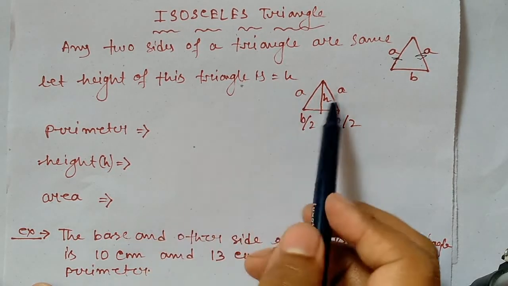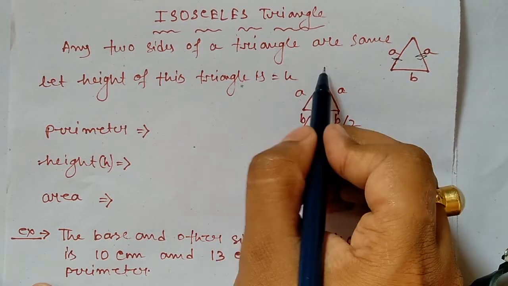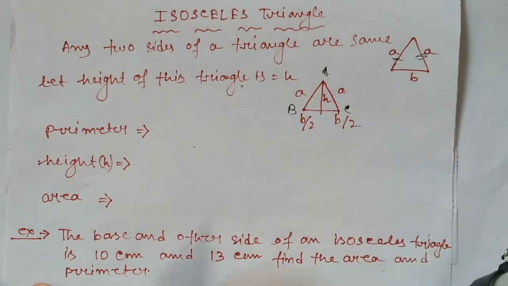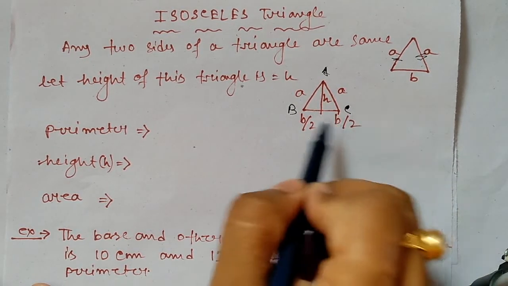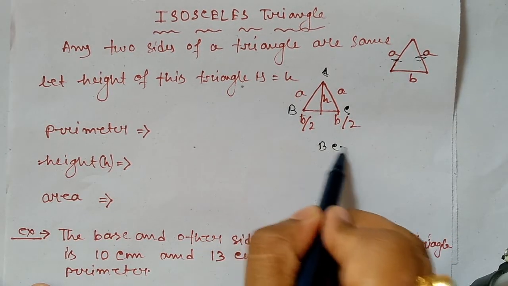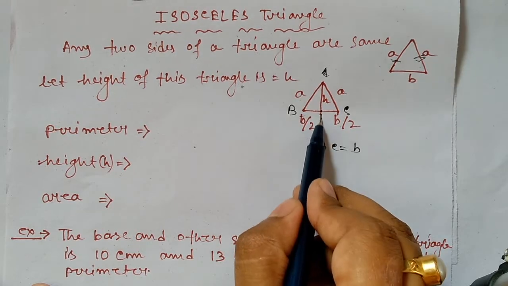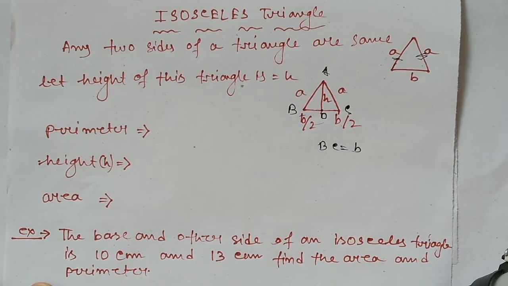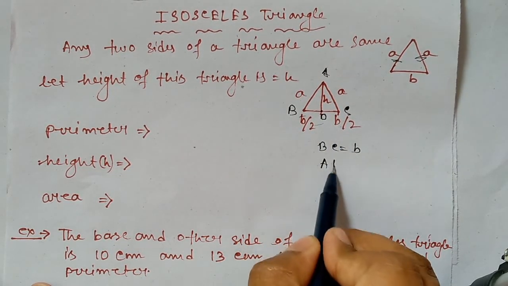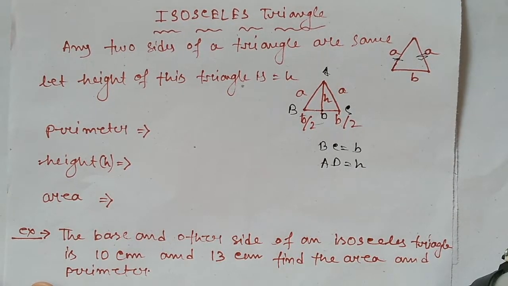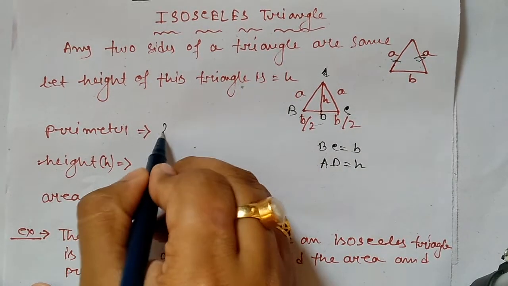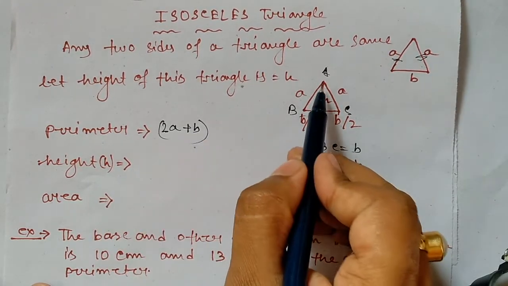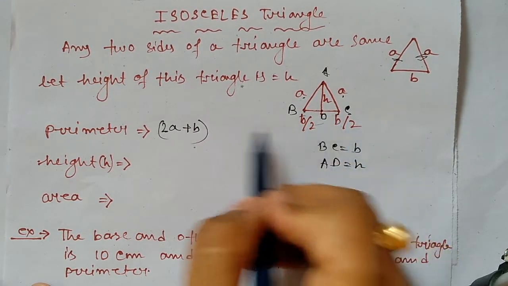Okay, so here is another diagram, that is, consider A, B and C. Here AB is equal to A, AC is equal to A and BC is equal to B. We split it, that is, if this point is D, then BD is equal to B by 2 and CD is equal to B by 2. And we have considered the height, that is AD, as H. Okay, so in this case, perimeter.